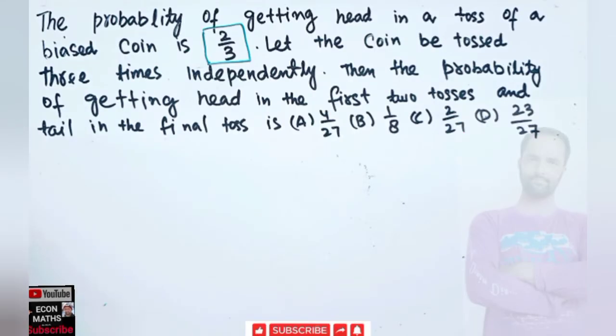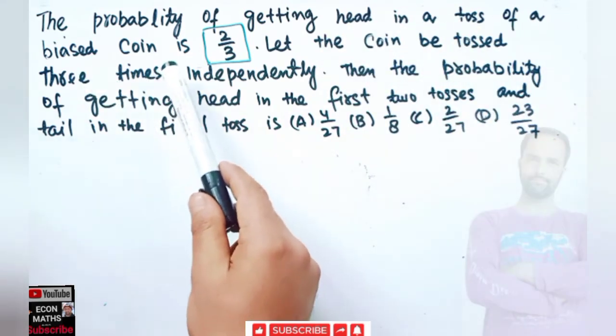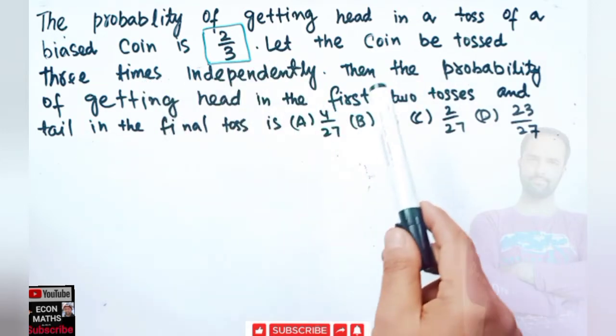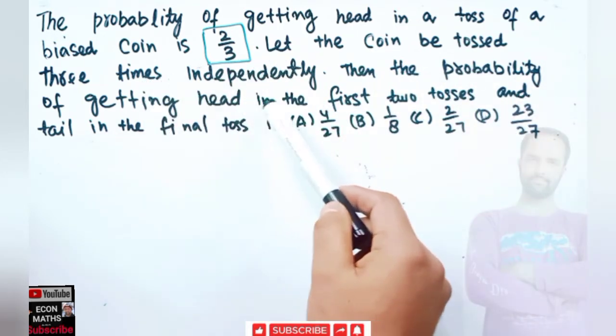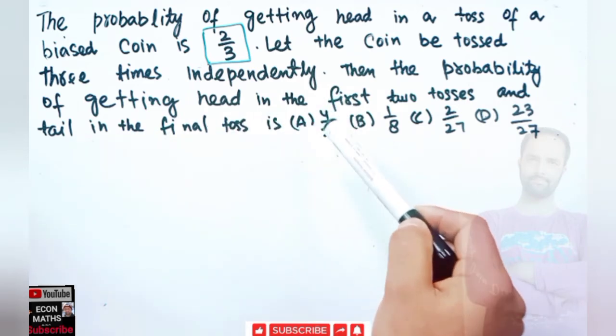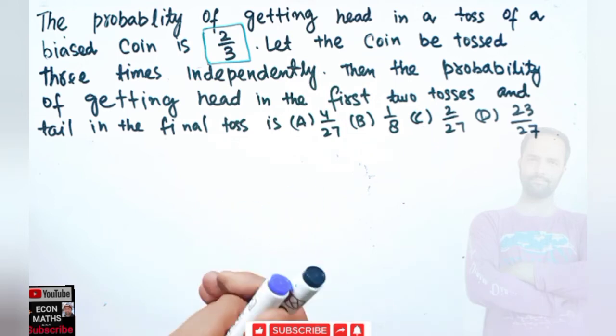The question is like this: the probability of getting head in a toss of a biased coin is 2/3. Let the coin be tossed 3 times independently, then the probability of getting head in the first 2 tosses and tail in the final toss is, the options are 4/27, 1/8, 2/27, or 23/27.